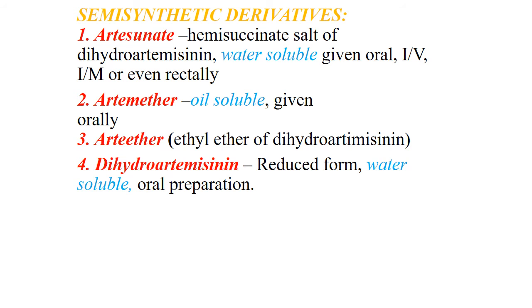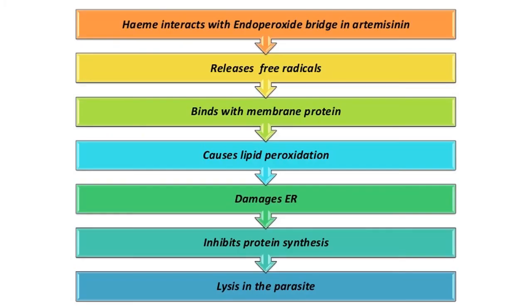Next semi-synthetic derivative is artemether, which is oil-soluble, given orally. Next derivative is arteether, which is the ethyl ether of dihydroartemisinin. Next derivative is dihydroartemisinin, which is the reduced form, a water-soluble oral preparation. Now, its mechanism of action.